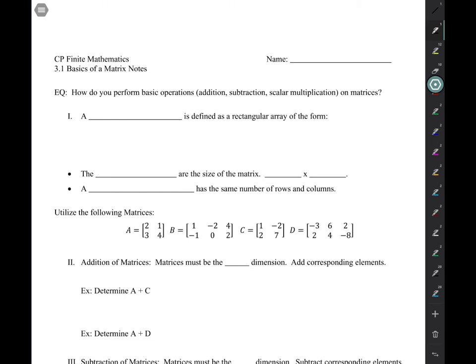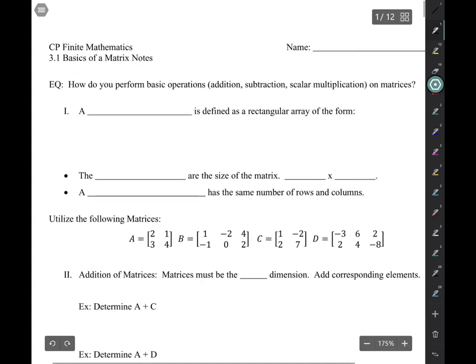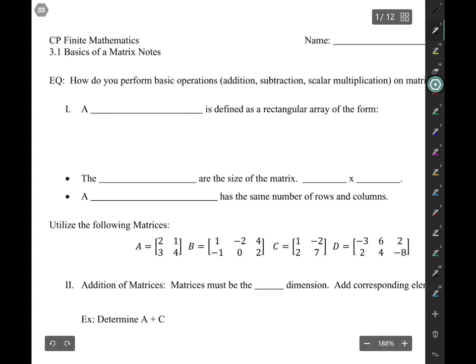Welcome, CP Finite Mathematics, to Unit 3. In this unit, we're all talking about matrices. Okay, so new terms, some new things to look through, and today it really shouldn't be too challenging. So first off, what is a matrix?